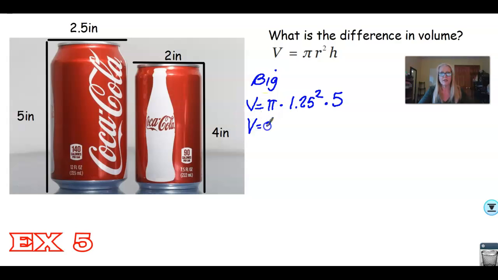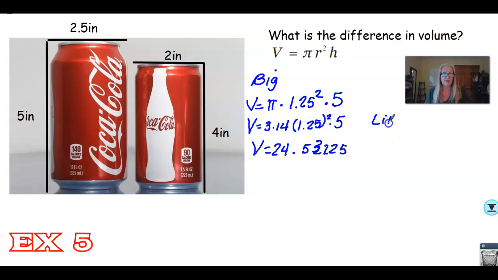So this would be 3.14 times 1.25 squared times 5. We're just going to put this all on the calculator, though. Nobody really wants to mess with that. And the volume on the big can ends up being ugly, 24.53125.